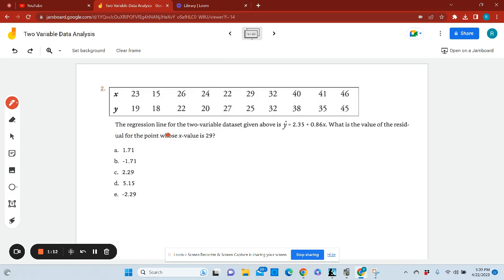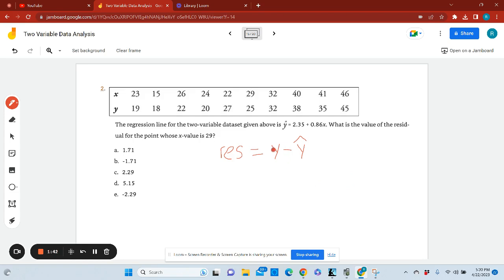So this one says the regression line for the two variable data set given above is y hat equals 2.35 plus 0.86x. What is the value of the residual for the point whose x value is 29? So remember, a residual is equal to some actual y value minus the y value that my regression line predicted.